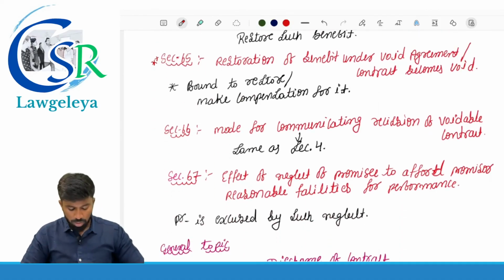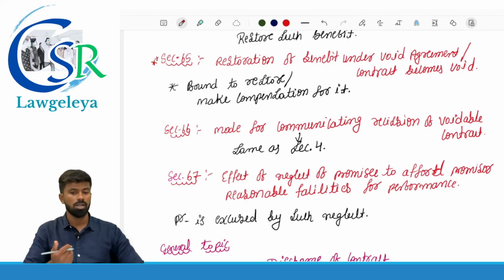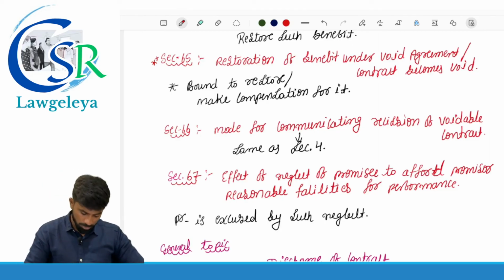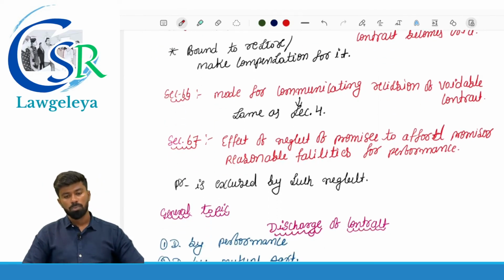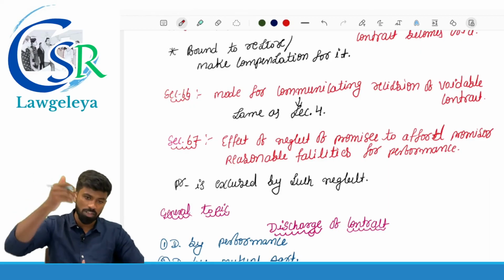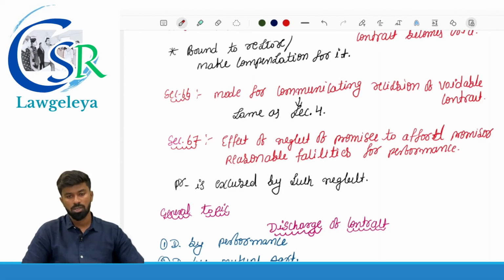Section number 66. Mode for communicating the rescission of voidable contract. If a contract is voidable, the party can cancel it, but he has to communicate the same to the other party. And the communication is complete when it comes to whose knowledge? Other party's knowledge. And the same can be cancelled before it reaches to whom? To the other person. 67. If a promisee fails to provide the reasonable facility for the performance of the contract, then who is excused by law from performance of the contract? Promisor. Because if promisee fails to provide the reasonable facilities, then who is discharged? Promisor is discharged.